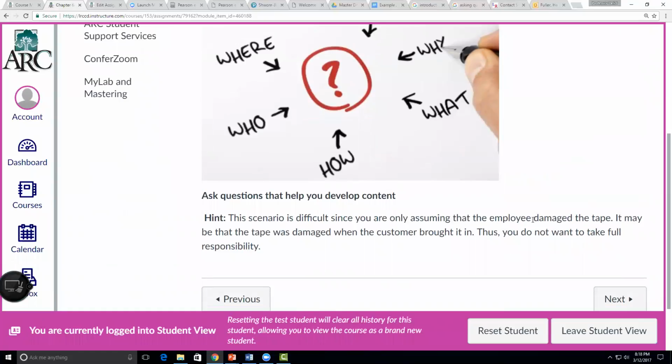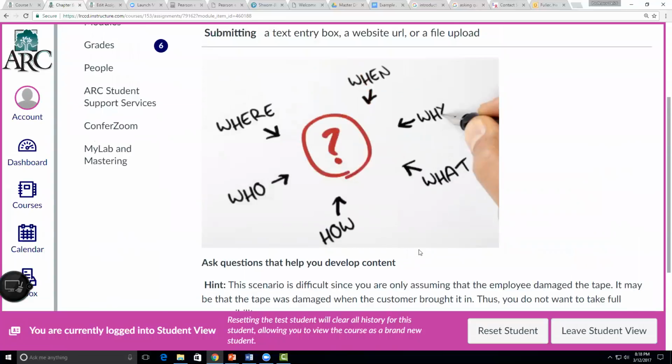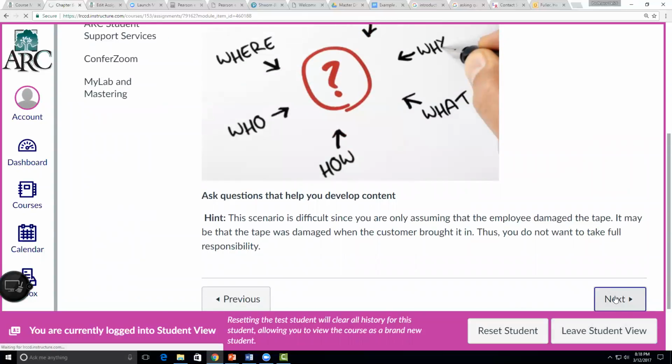And in key concepts, number 1, it's asking you to develop some question contents. I did put a little hint here. This scenario is difficult since you are only assuming that the employee damaged the tape. Nobody else did. It may be that the tape was damaged when the customer brought it in. Thus, you do not want to take full responsibility. So just kind of a hint as answering this question.